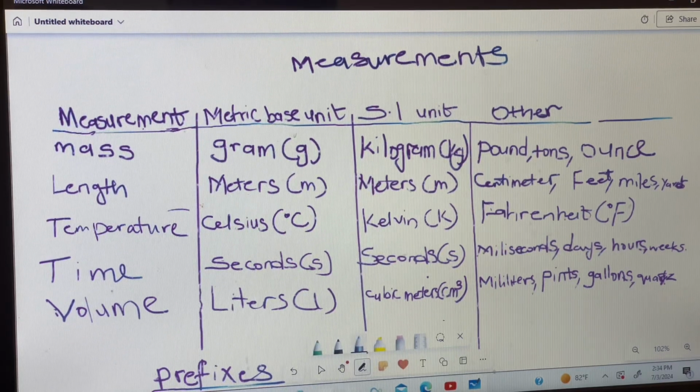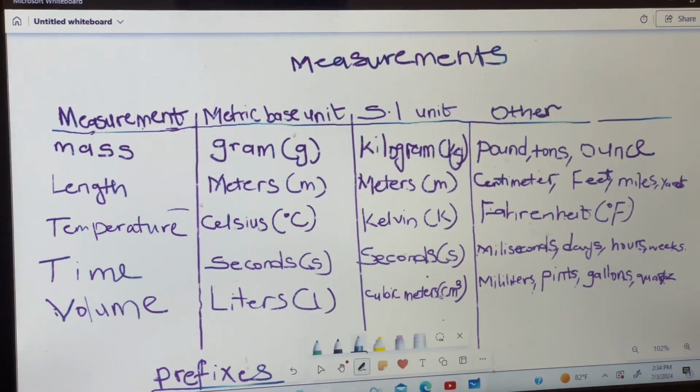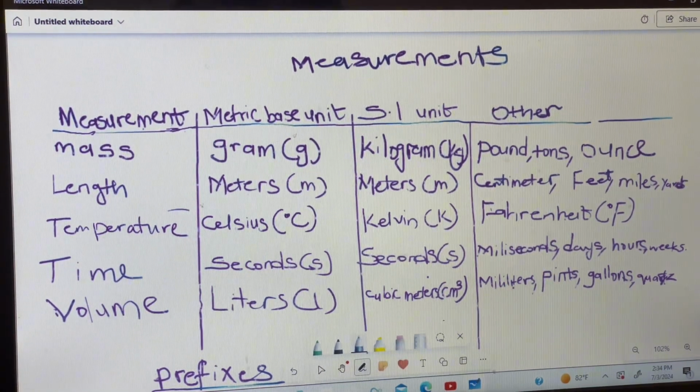Then for volume, the metric base unit is measured in liters. The SI unit is cubic meters. Then other units, it can be measured in milliliters, pints, gallons, and quarts.